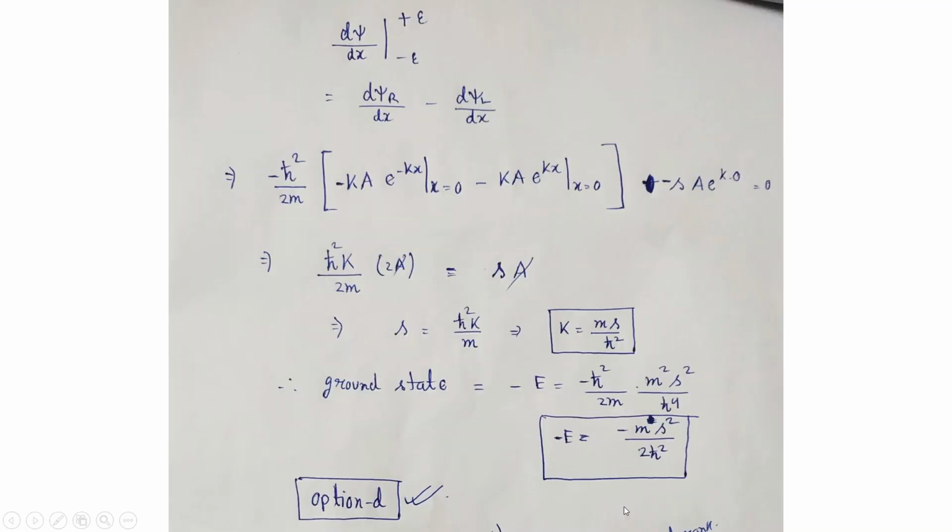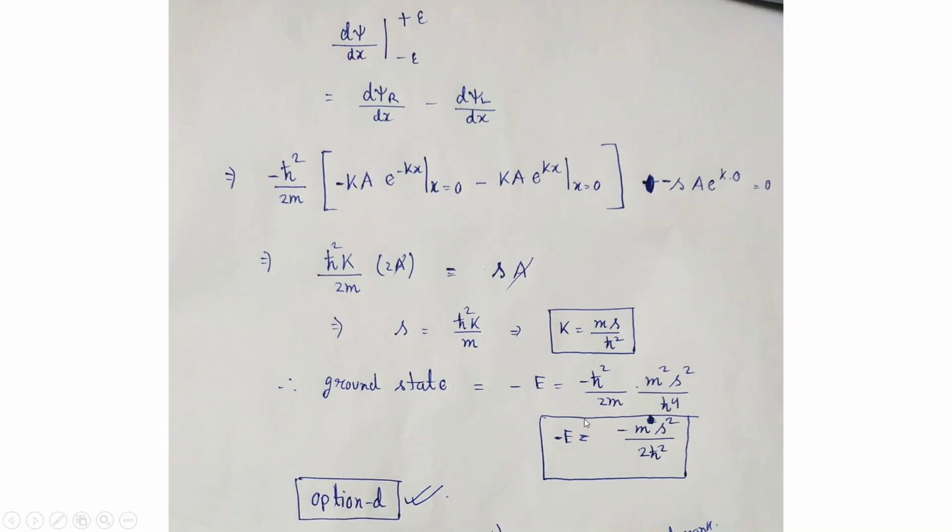The right hand side already goes to 0. So on the left hand side you have to take the differentiation of phi r and phi l, and put x equal to 0, because the limit epsilon goes to 0. This is the differentiation, and you put x equal to 0. This is the delta function integration, where we also put x equal to 0, and the right hand side is 0. So this is very easy actually. It is now a simple algebraic equation, and you can solve it. Then you finally get lambda equal to h cut square k by m. So k is equal to m lambda by h cut square. So finally you find k in terms of lambda.